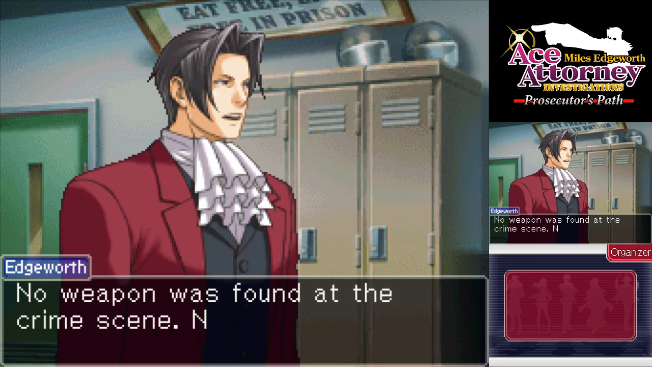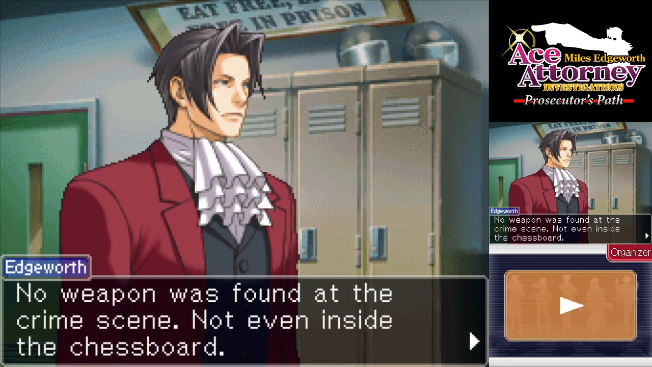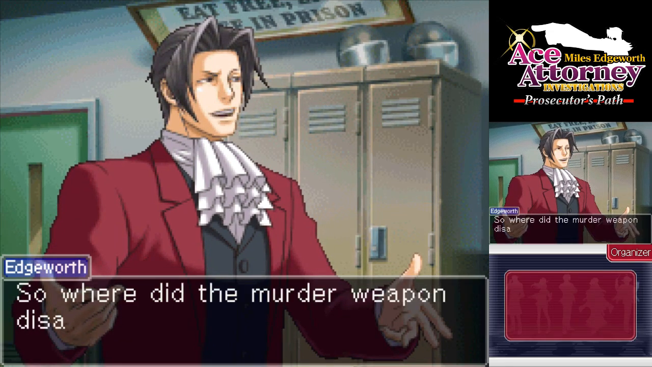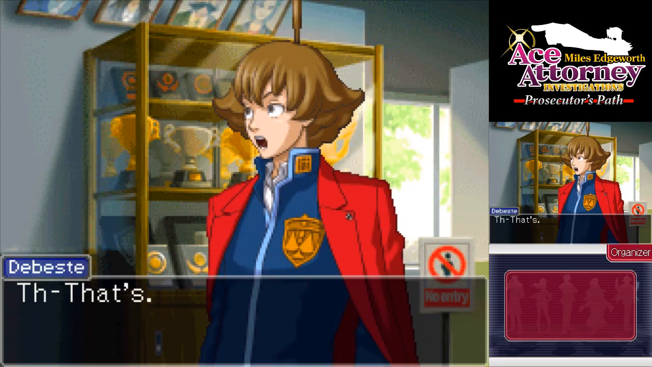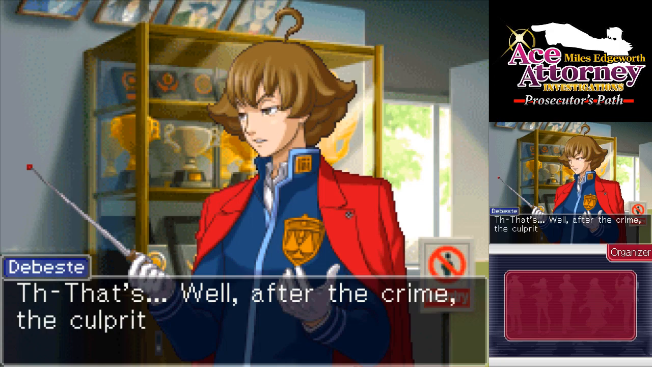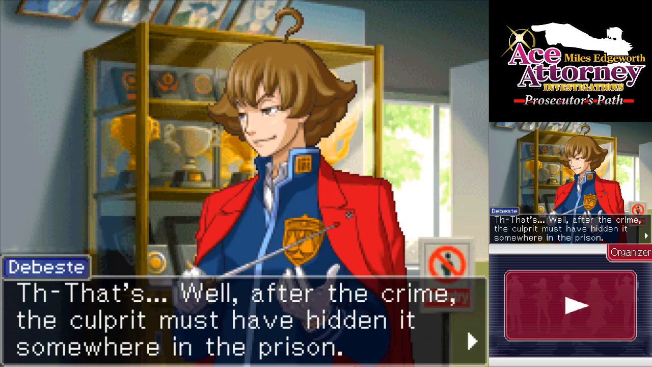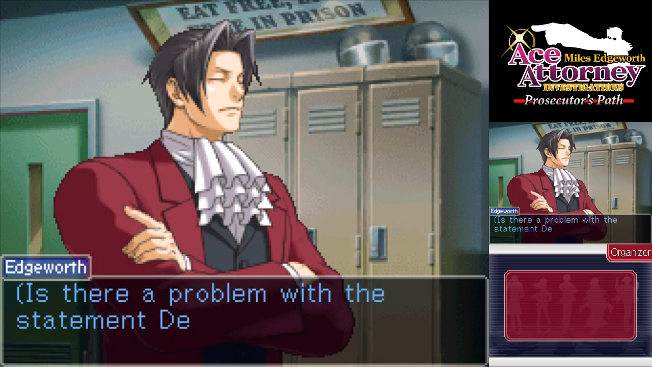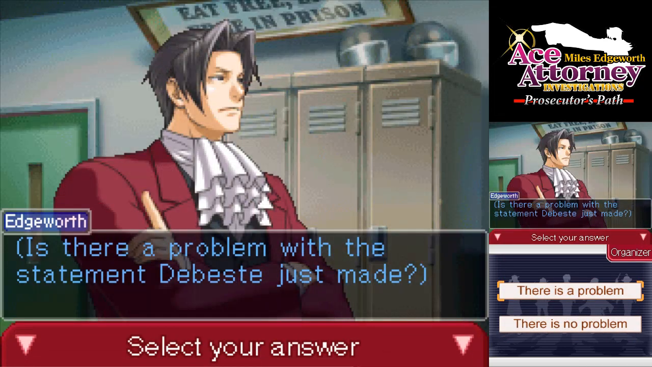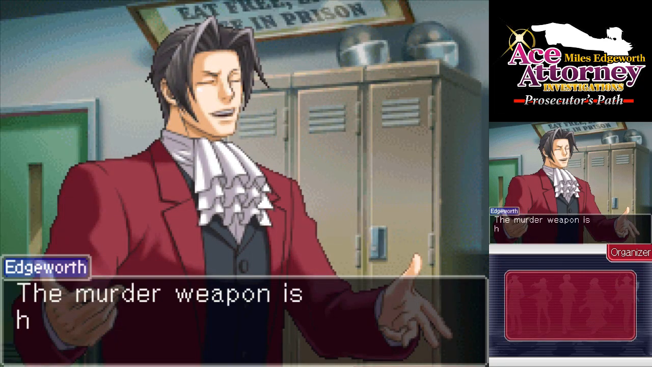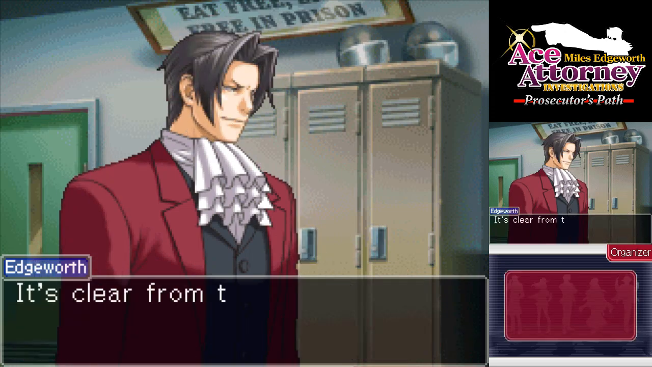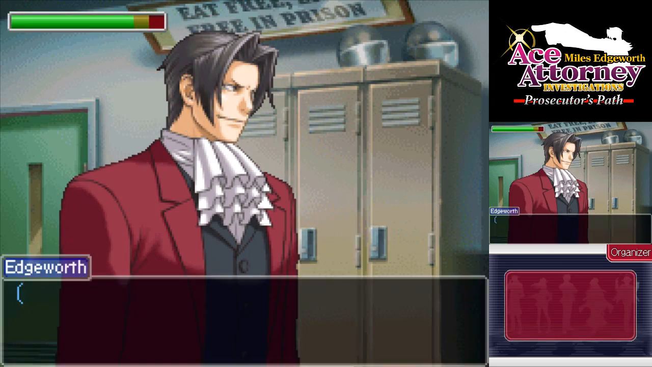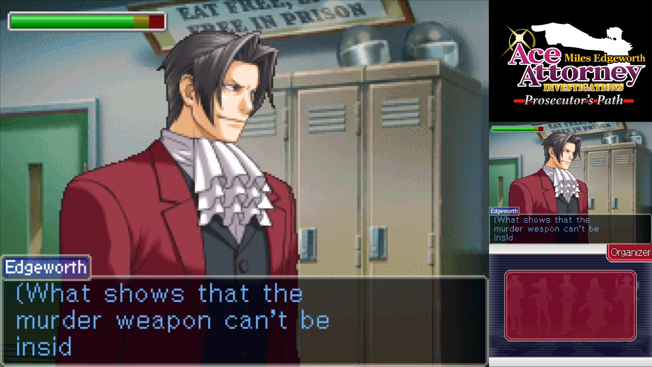No weapon was found at the crime scene, not even inside the chessboard. So where did the murder weapon disappear to? I'd like to hear your answer to that. Well, after the crime, the culprit must have hidden it somewhere in the prison. Is there a problem with the statement DeBest just made? There is a problem. Yes, there is. The murder weapon is hidden inside the prison? I don't think so. It's clear from this piece of evidence.